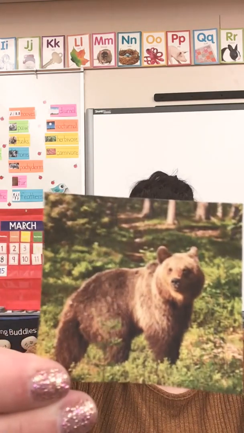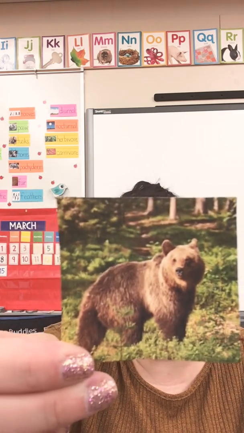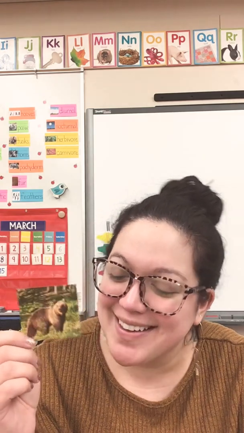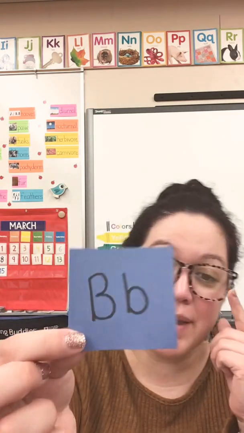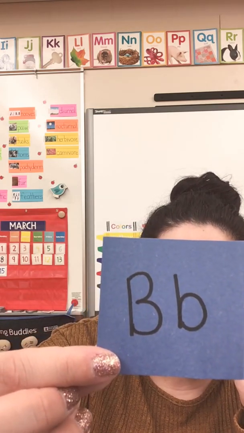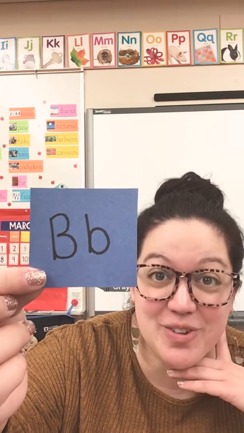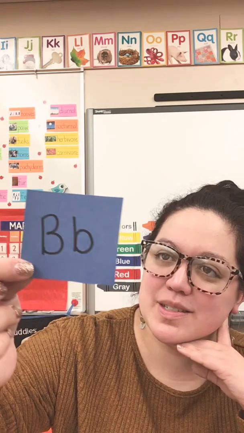What animal is this? He lives in a forest. A bear. What letter does bear start with? B, bear. Yeah, bear. Okay, and this is the letter B. Go ahead and look for it on your board. Ooh, board and bingo. Those start with the letter B too, huh? Lots of B letters.